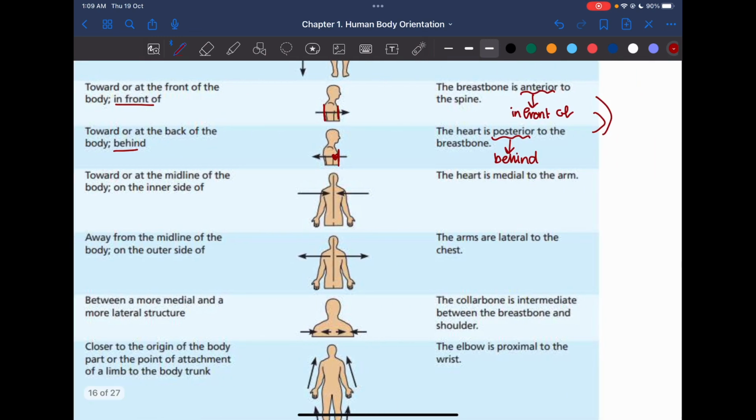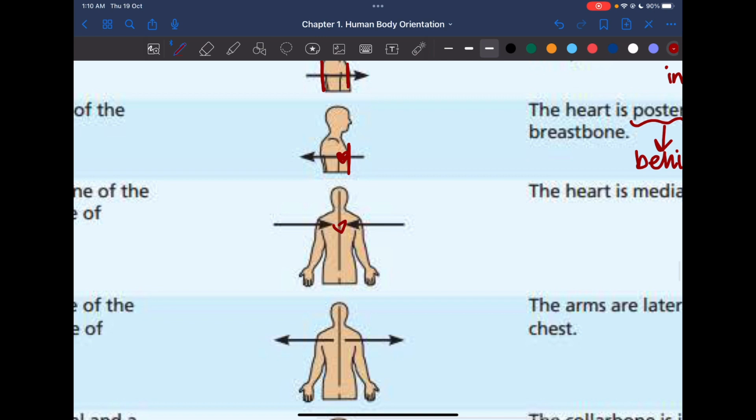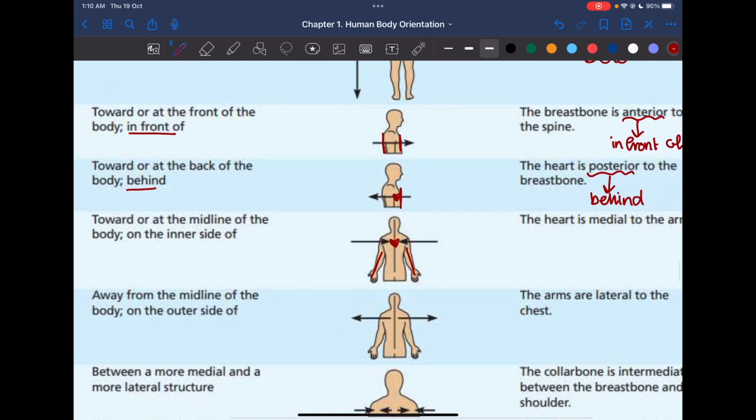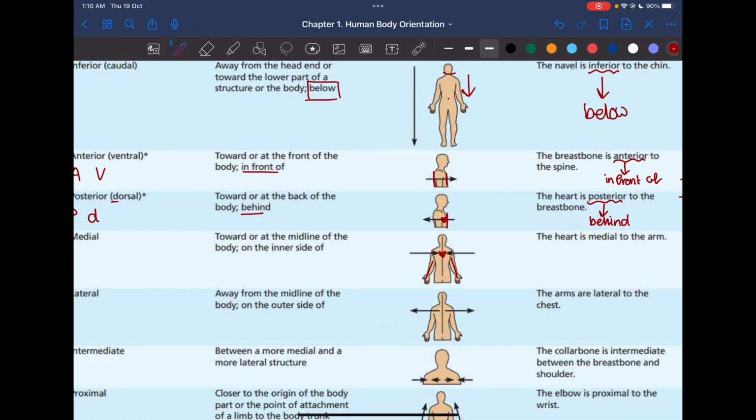The heart is medial to the arm. Heart is here. The arms, this and this. So the heart is medial to the arm. Yeah, if you think about it, the heart is more in the midline than the arms. So it makes sense. Also, always follow the arrows.